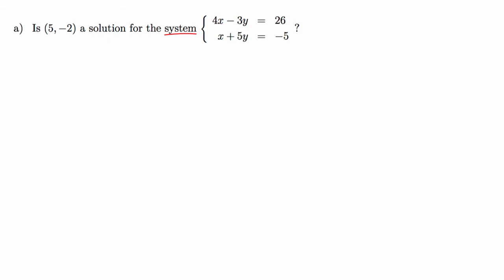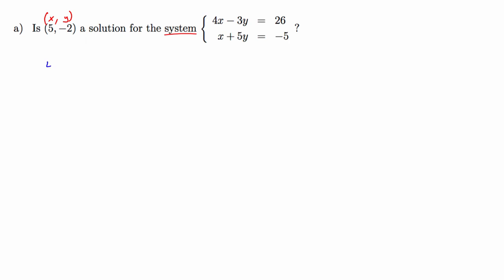So to check if (5, -2) is a solution for this system, we will one at a time check is (5, -2) a solution for each equation. So starting with the first equation, 4x minus 3y equals 26, I'll remember that the 5 is the x value, the negative 2 is the y value, and so I'll substitute the appropriate number for the appropriate variable and see if we obtain a true statement.